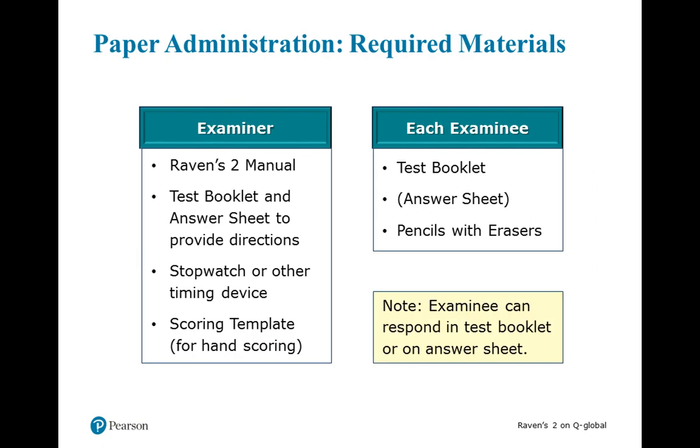So for paper administration, the examiner needs the Ravens 2 manual, the test booklet, the answer sheet to provide directions, and the stopwatch or other timing device. If you are going to use hand scoring, you need the scoring template, and that's the part we're not going to go through today. The examinee can identify item responses in that test booklet or on an answer sheet, and if they're responding on the answer sheet, they're going to need a test booklet, an answer sheet, and pencils with erasers.